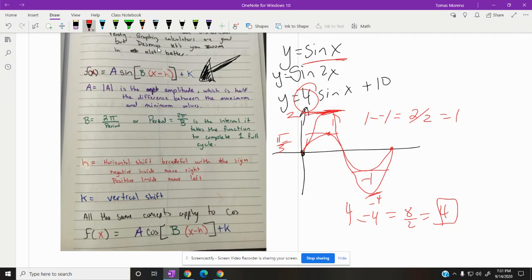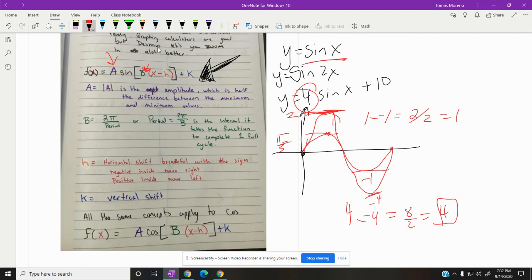So our lead coefficient would be our amplitude, which is our a, okay? And it's always half of the distance between the maximum and the minimum values. Now we're going to have this number on the inside. This number on the inside is super important. It's probably the most important number in all of the sine coefficients, the A, the B, the H, the K.